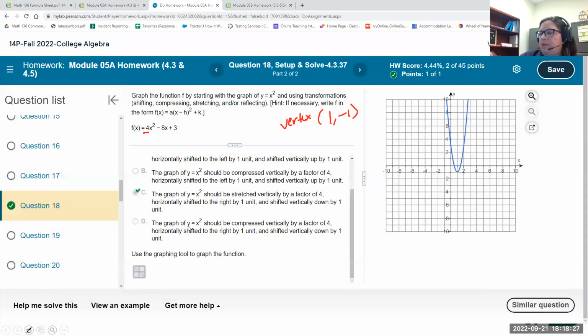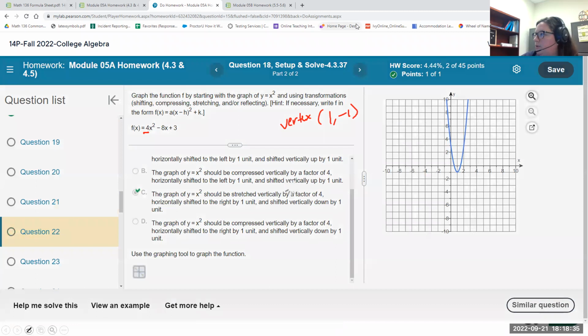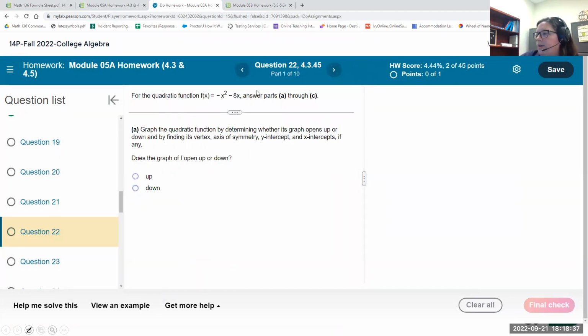So that's the other graphing tool you'll have in this section. All right, I'm gonna look at number 22. This is another one in standard form, but we're gonna answer various questions about it. Starting with, does the graph open up or down? That's the same thing as the concavity question, just asked a little bit differently. Again, it's going to depend on is A positive or negative.